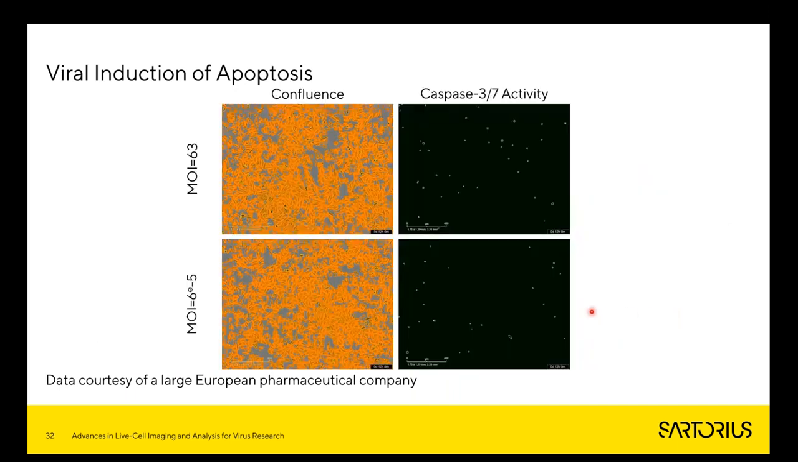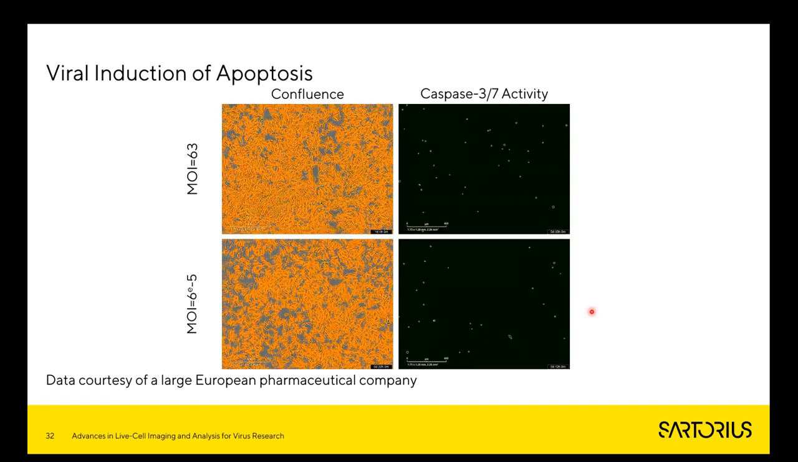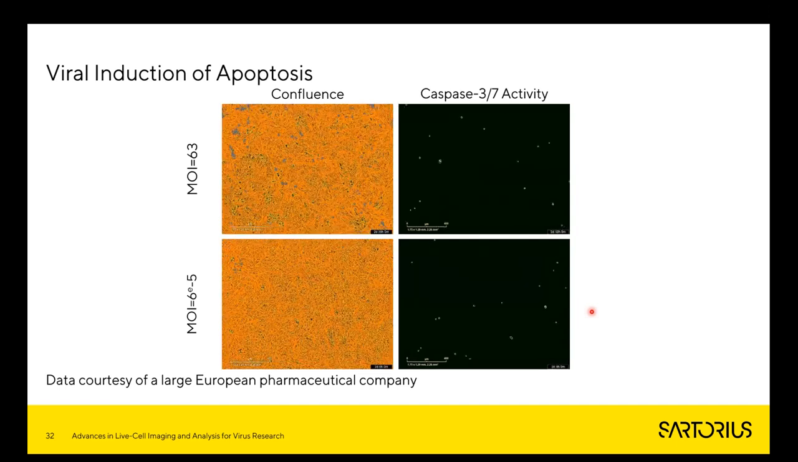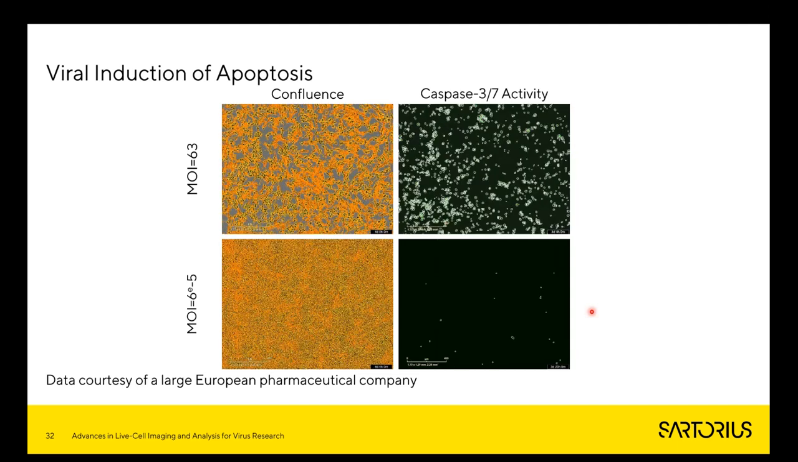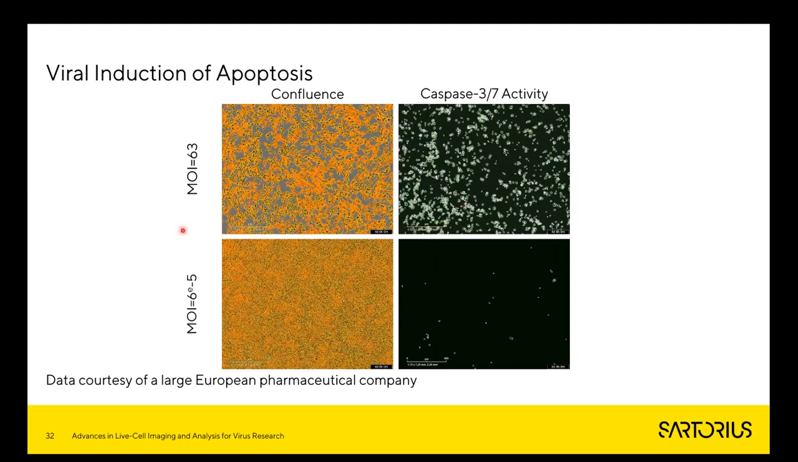Then these same researchers further looked at one of these strains that they had selected, and they wanted to test different MOIs and see the effects of these different MOIs with regards to confluency, so the cell density essentially, and also caspase 3/7 activity. And this really nicely shows the clear difference that we can see here when using a lower titer of the virus with regards to effectivity in the host cells.